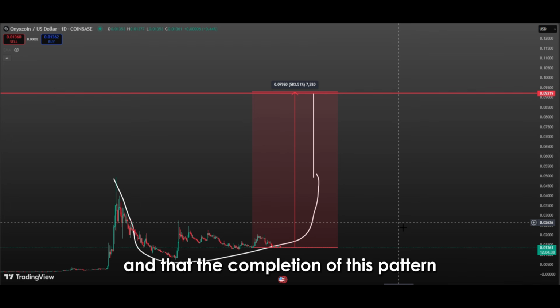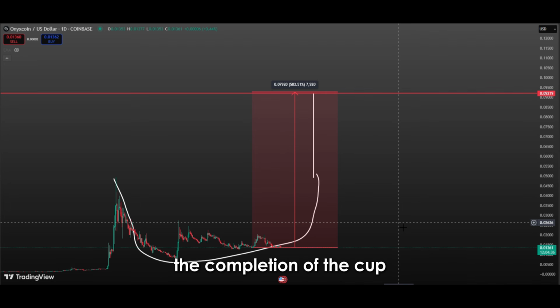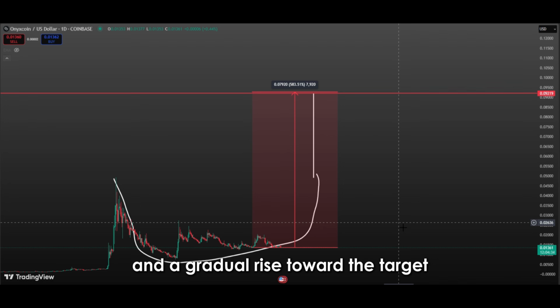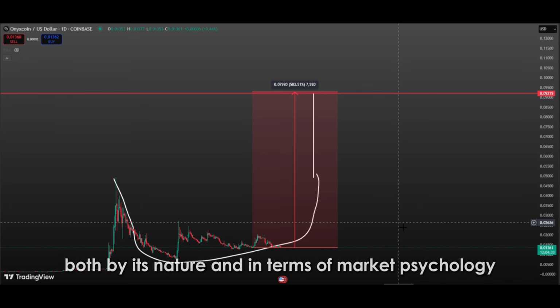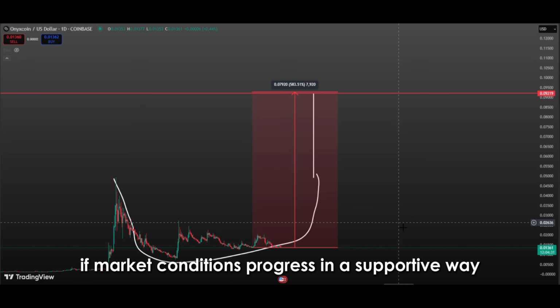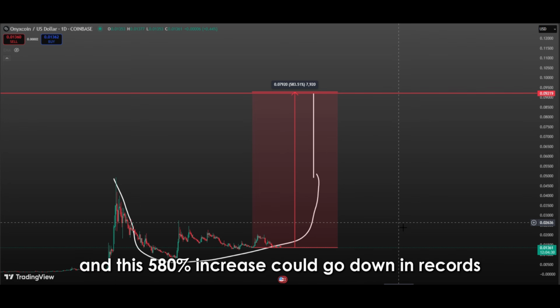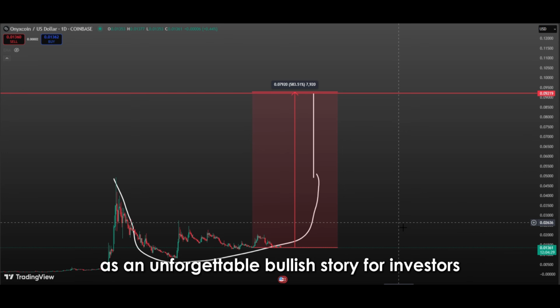In conclusion, the fact that the price is currently moving within a large cup formation and that the completion of this pattern could offer a 580% upside potential presents a very strong and exciting technical scenario. The completion of the cup, a breakout supported by strong volume, and a gradual rise toward the target can provide investors with a high long-term return opportunity. This structure, both by its nature and in terms of market psychology, may be a harbinger of a strong upward move. If market conditions progress in a supportive way, the probability of the formation reaching its target is quite high, and this 580% increase could go down in records as an unforgettable bullish story for investors.